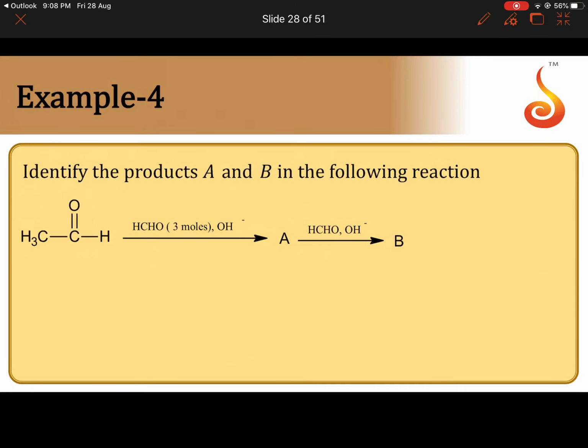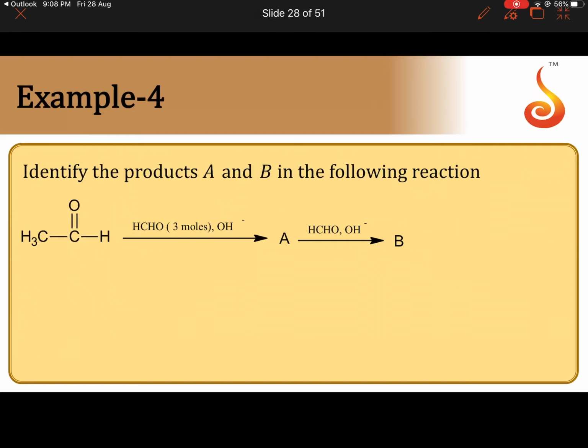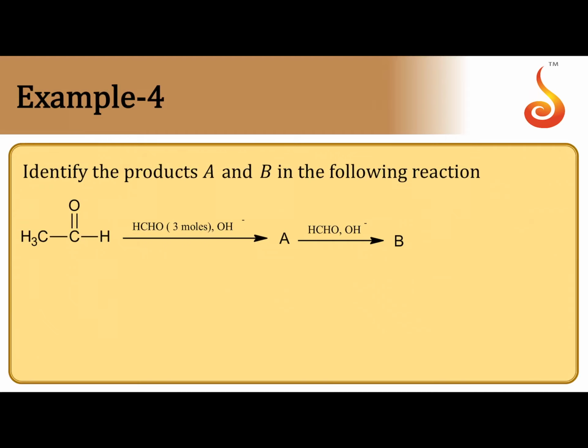Identify the products A and B in the following reaction. First one, since alpha hydrogens are there with 3 moles of formaldehyde, this is crossed aldol condensation. Crossed aldol condensation reaction.